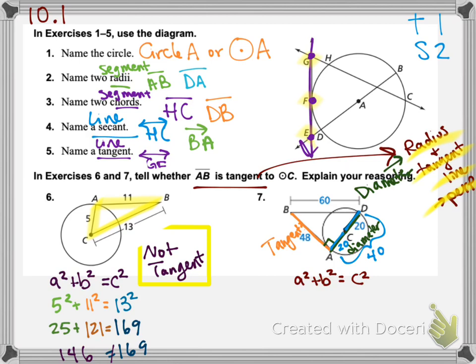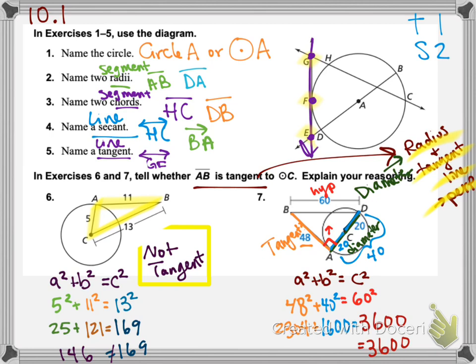Again, we need to make sure we label the hypotenuse correctly. The right angle points to the hypotenuse. So I'm going to call 48 A, and I'm going to call 40 B. 48 squared is 2304. 40 squared is 1600, and 60 squared is 3600. So we are going to see if the other two add up to 3600.